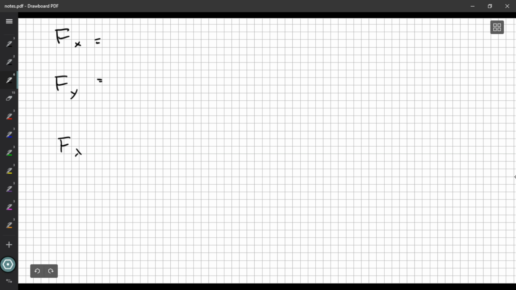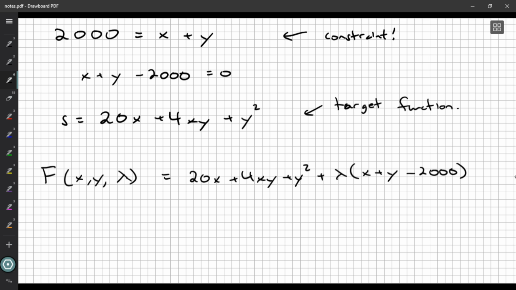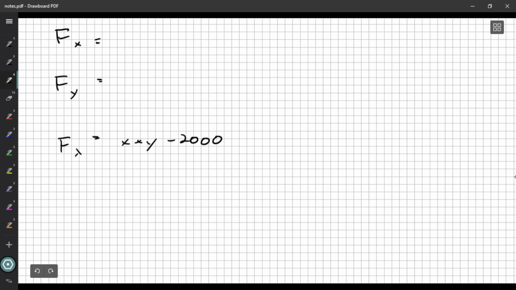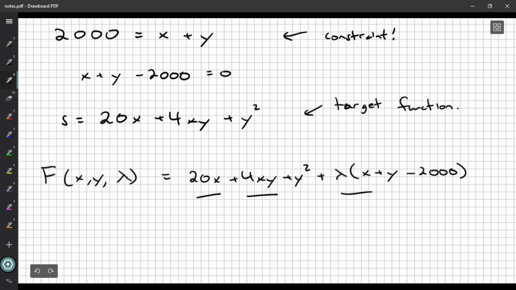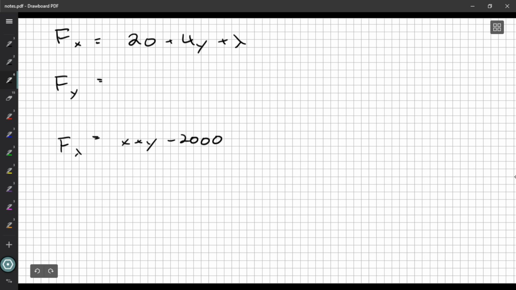And we take partial derivatives. And the derivative with respect to lambda, that's always whatever your constraint function was. So deriving with respect to x, we'll get 20 plus 4y plus lambda. Deriving with respect to y, we will get 4x plus 2y plus lambda. And to find a critical point, we need to set all of these equal to 0.